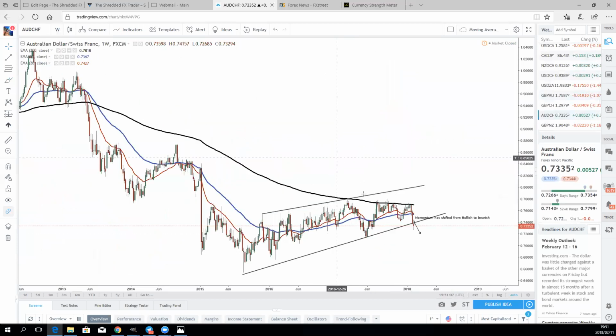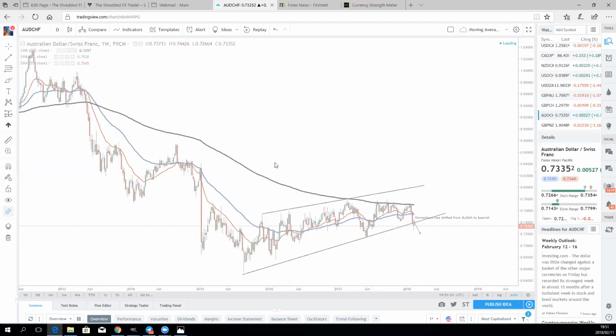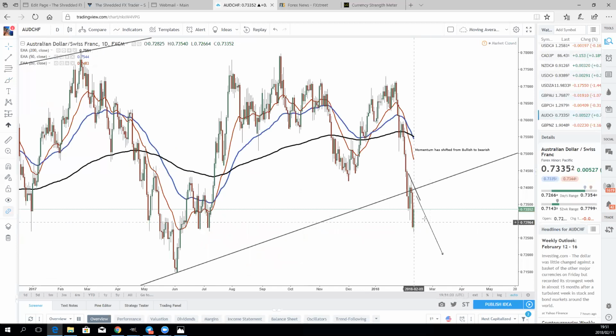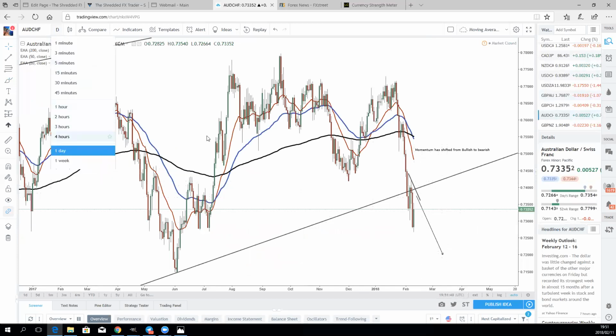Aussie Chef, current momentum was bullish. However, we did have a weekly close below the trend line. Not to say that this could be a false breakout. However, the Swiss franc is quite strong at the moment against the Australian dollar. So I'll be interested to see what we will do. Again, I think we should consolidate, retest this area before we come back down. That's my daily. So the 4 hours.